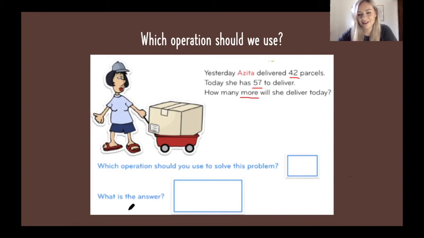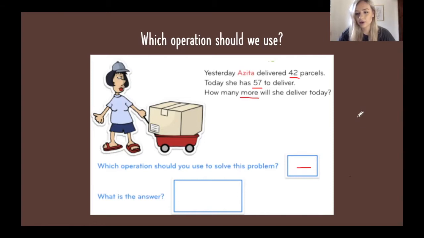Well done for having a go at this. So if we are finding the difference between two numbers, that means that we need to use the subtraction operation to find the difference. So let's have a go at doing that now. We've all had a go at practicing using the column method for subtraction. So you could have used that to help you figure this out. Let's figure out the answer.